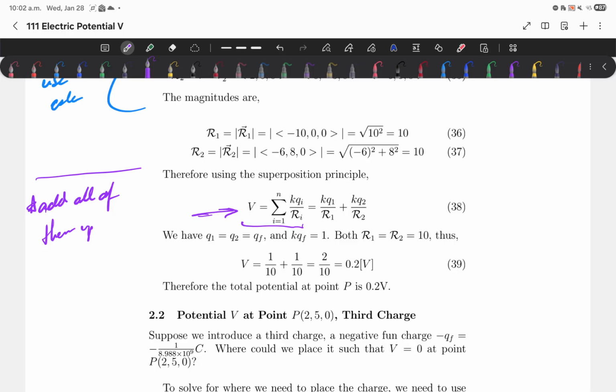Okay, so that's how you can figure out what the total potential is at a point. You just use superposition like before. All you need is the magnitude of big R. You plug it in, you find your total potential. So finding potential as a rule of thumb is easier than finding the electric field. Let's continue this example. Let's add a third charge.